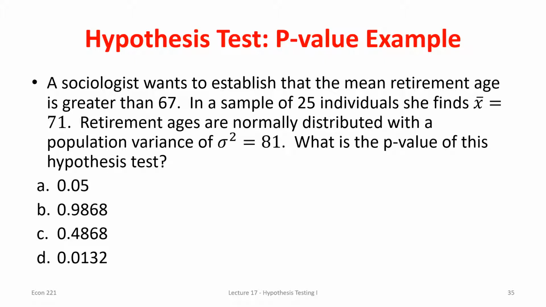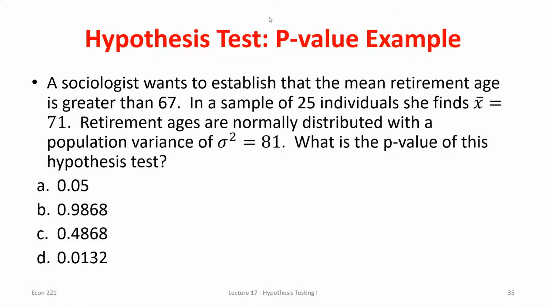I think I'll end up showing you a little bit in Excel today as well, and then we might jump back to proportions. So let's assume we have this problem where we want to establish whether the mean retirement age is greater than 67, right? We've got a sample of 25 individuals. Sample mean is 71. We're told that the population variance, somehow we know that, is 81. What's the p-value for this hypothesis test?